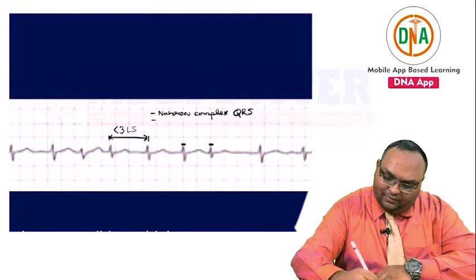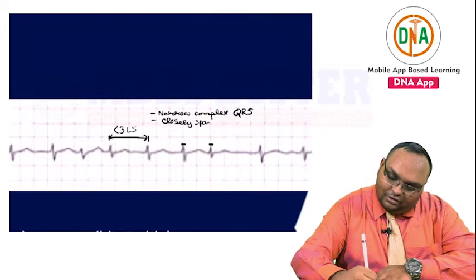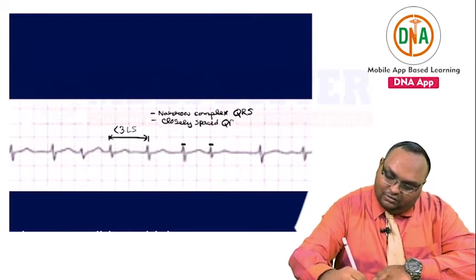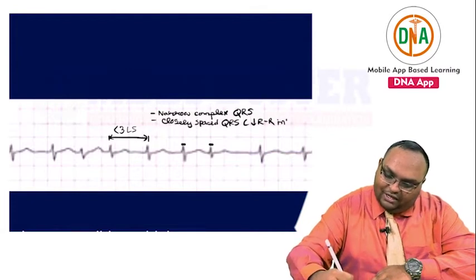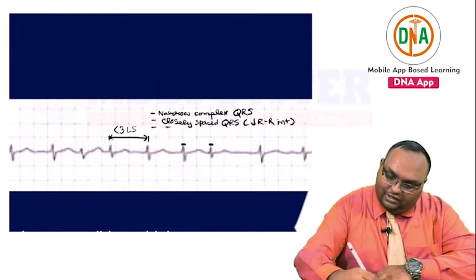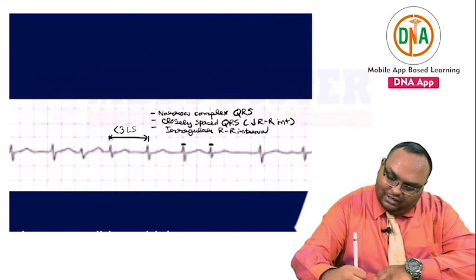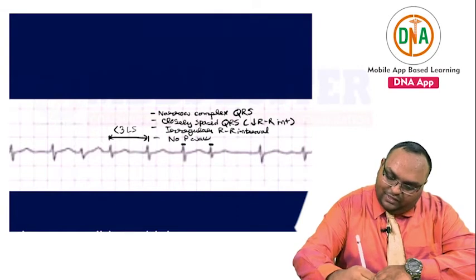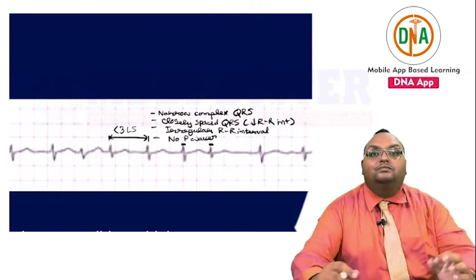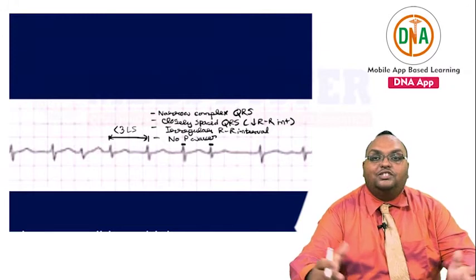So you have closely spaced QRS or decreased RR interval, as you want to say. But these RR intervals are irregular. Irregular RR interval spacing. And if you realize there are no P waves, that means basically the wave of atrial depolarization is absent.